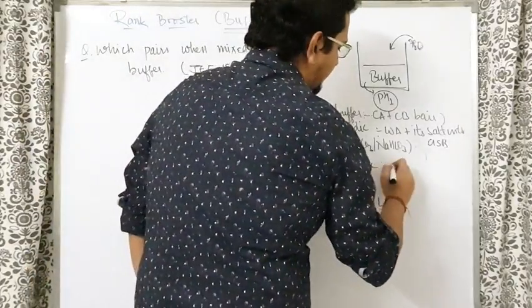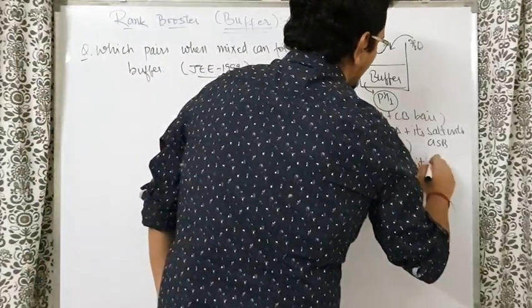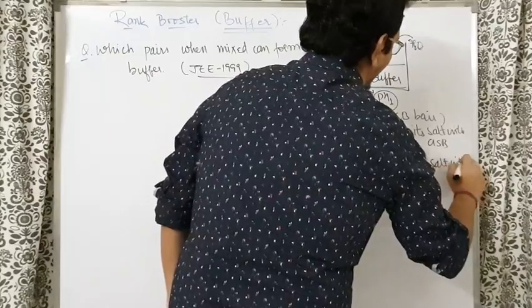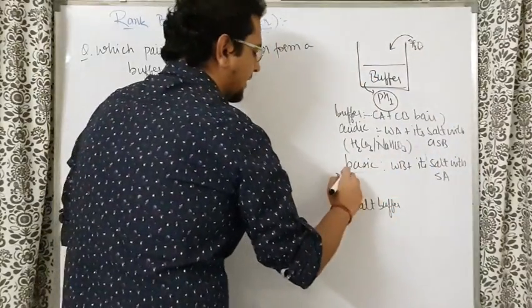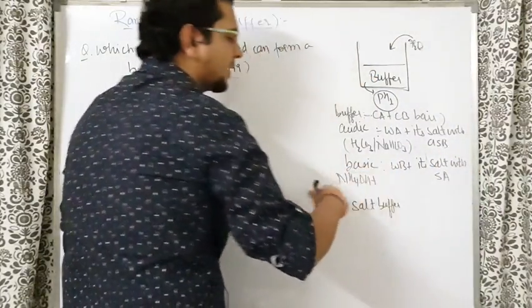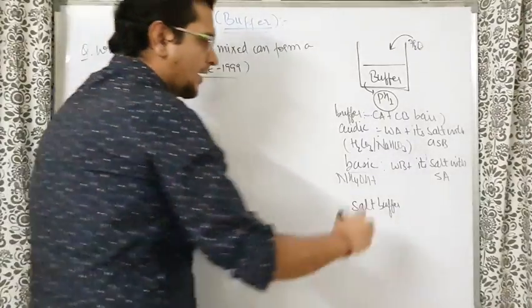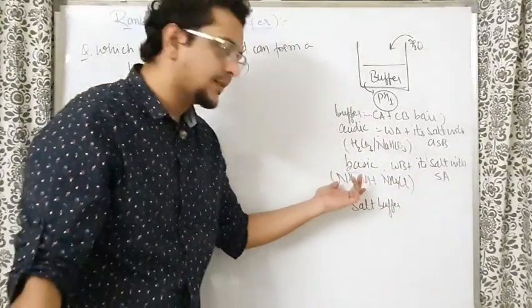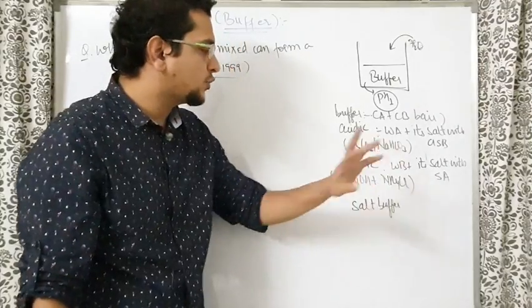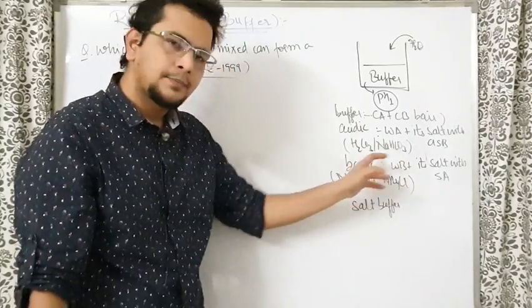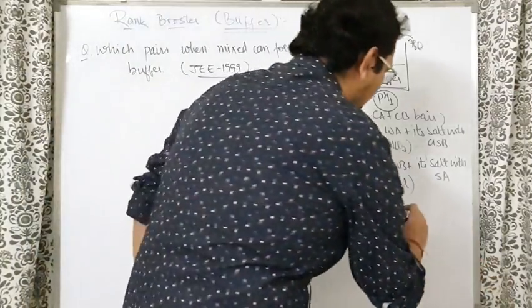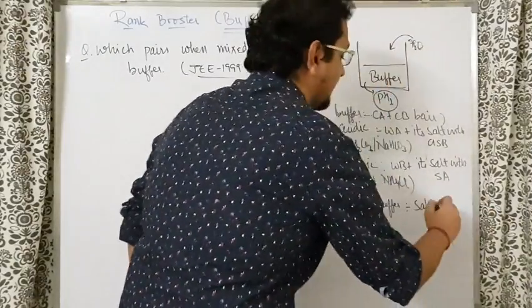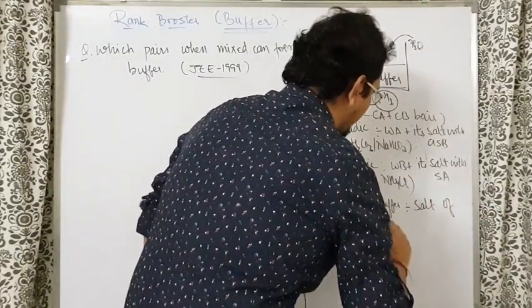Basic buffer. Basic buffer means a weak base plus its salt with a strong acid. For example, I take a weak base NH4OH and its salt with a strong acid, let's say HCl, so NH4Cl. So this combination, NH4OH, a weak base, and its salt with a strong acid, is called the basic buffer. Salt buffer is, by name it is clear, a salt of weak acid and weak base.